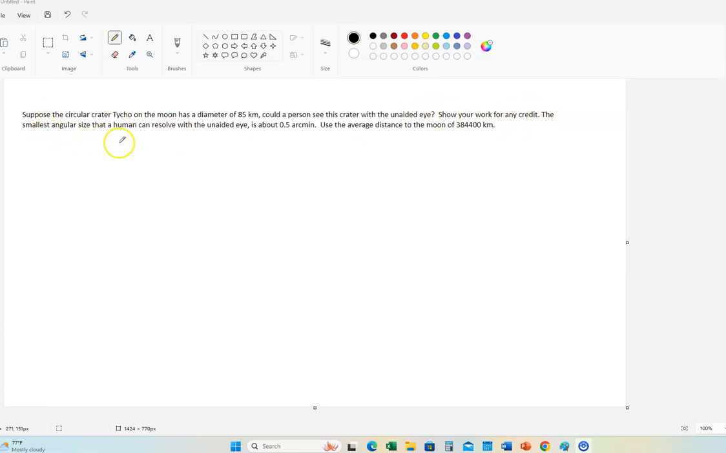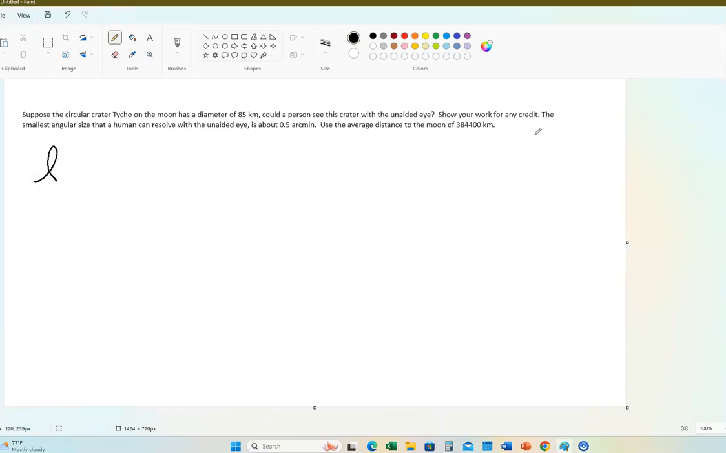The smallest angular size that the human eye can resolve is 0.5 arc minutes. Use the average distance to the moon as 384,400 kilometers. So really the question, let's write what we're solving for. We're going to solve for the size of a crater, and so we're going to get some answer.